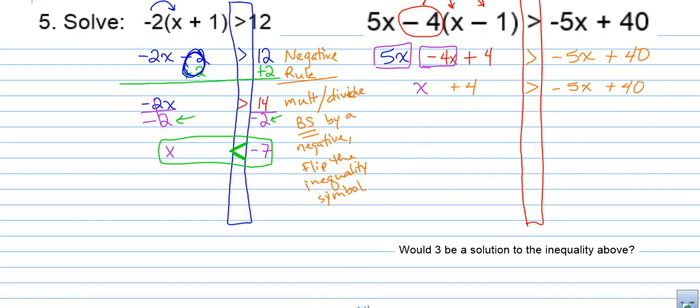Now, step 2, move all variables to one side. It is my suggestion to always bring your variables to the left side, but you can choose whichever path you like. So I'm going to bring the negative 5x over to this side. To do that, I'm going to add 5x.